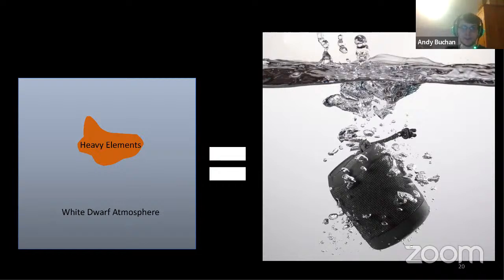There is a bit of a difference though, because we can't actually see the material sinking in the same way that we can see a stone sinking. Like, we can't just zoom in and see bits of material in a white dwarf atmosphere. Instead, the way we know it's there is because it absorbs very specific colors of light.